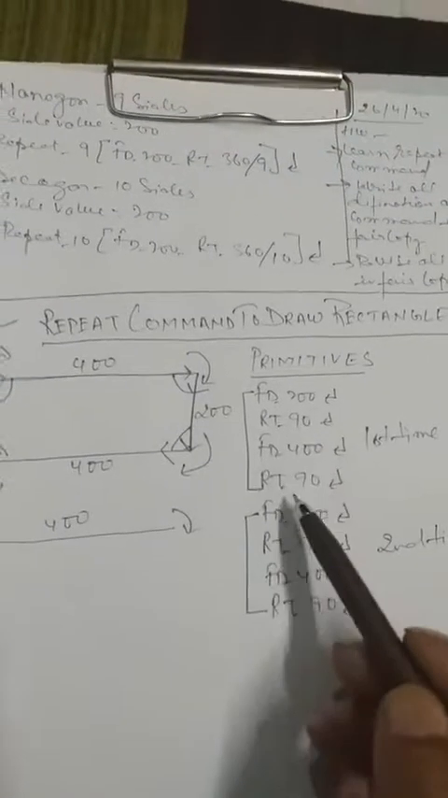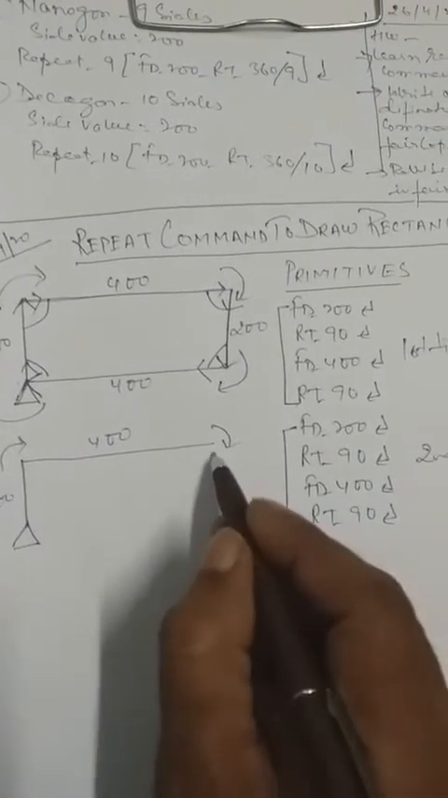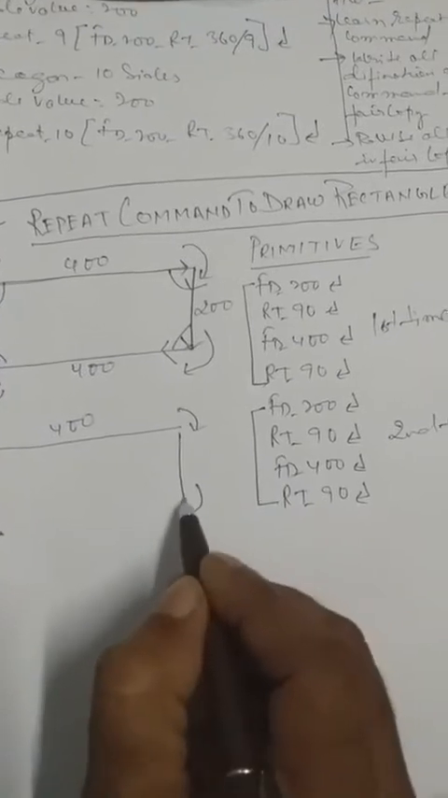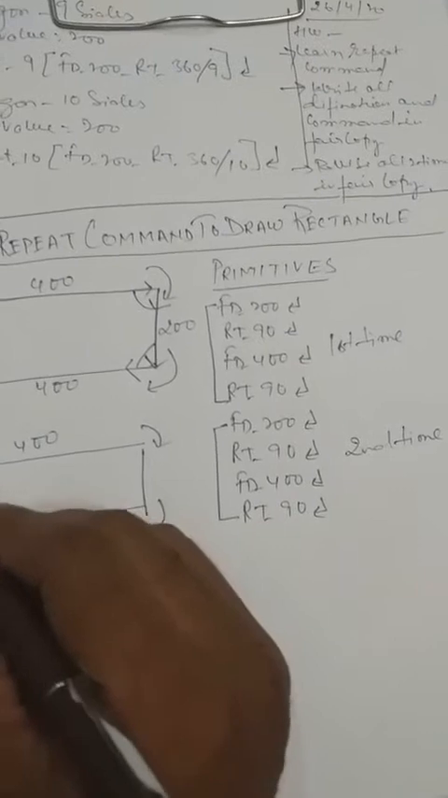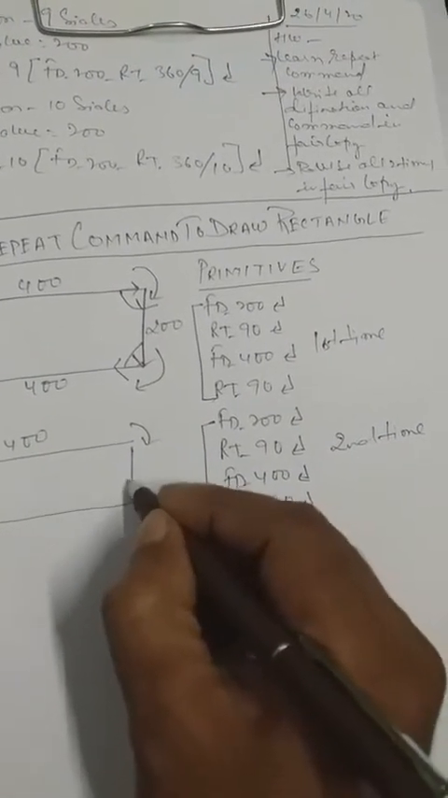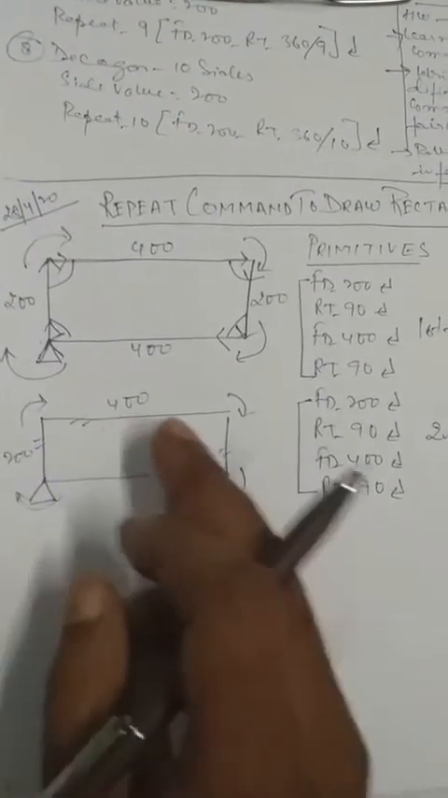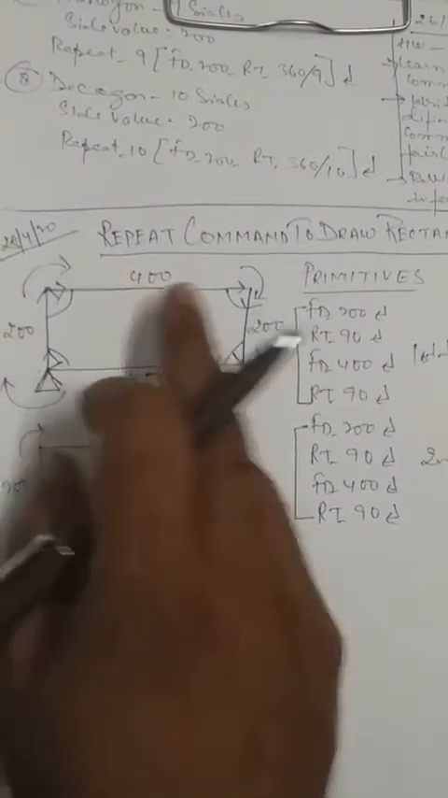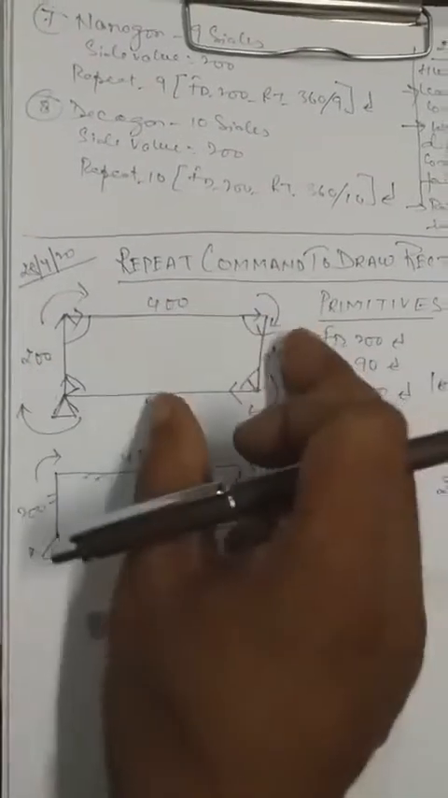So we have seen in primitives that 4 commands we are repeating 2 times, meaning FD 200 RT 90, FD 400 RT 90. If I repeat the same set again, it means FD 200 RT 90, and then from here to here FD 400 RT 90. So these 2 lines, if you repeat 2 times, then this figure comes. 200, 400, 200, 400. Once again, 200, 400, 200, 400. It means 2 lines, we have to repeat 2 times.